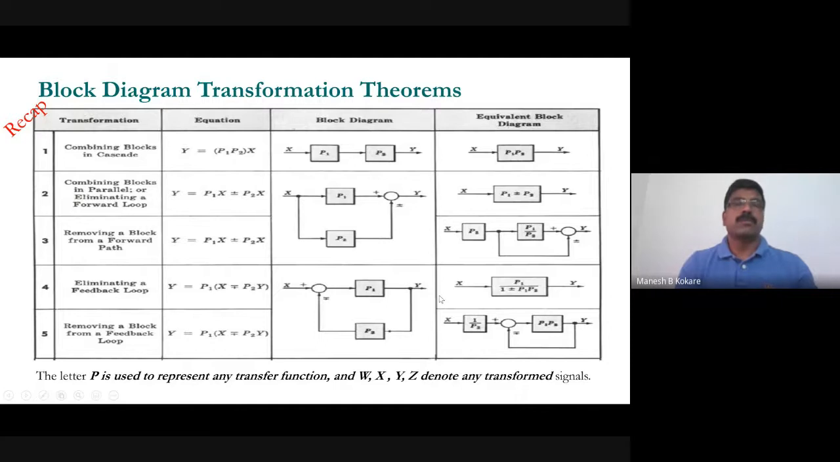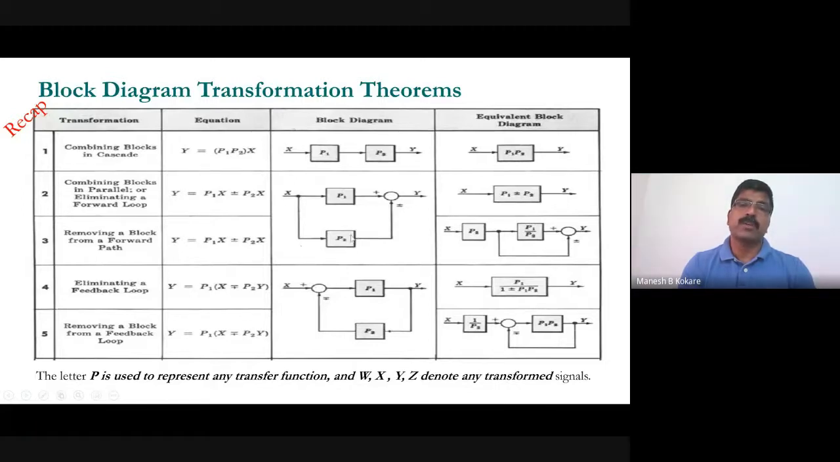Now the first rule is that when two or more blocks are connected in cascade, these two blocks can be reduced into a single block having a transfer function equal to the product of the two individual transfer functions. So P1 is the individual transfer function of this block and P2 is the individual transfer function of this block. So you can reduce these two blocks into a single block having a transfer function equal to the product of these two transfer functions, right?